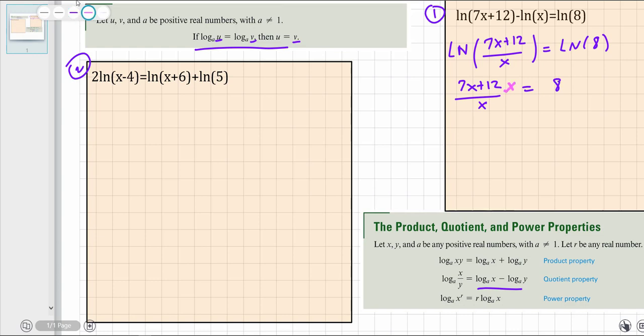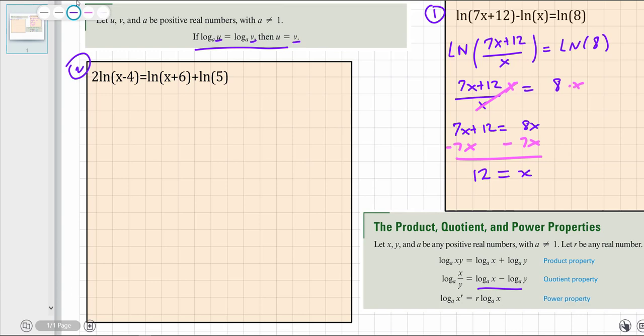I can multiply both sides by x to get rid of that horrible fraction that we all hate. And so I have 7x plus 12 equals 8x. And then I can subtract 7x from both sides, and I end up with 12 equals 1x. So you're going to see on these, when they show up, the first thing you have to do is figure out, how do I only get ln on one side?